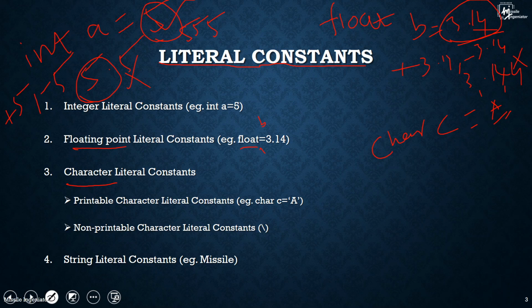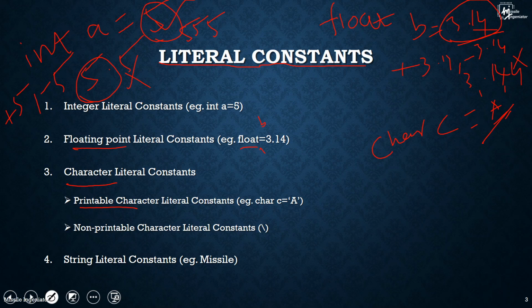Under the chars we have two types: one is a printable character, the other a non-printable character. In printable characters, the value can be printed using a printf statement. If you are printing, then this value will be printed. That's why it's named a printable character. So this 'A' will be printed.